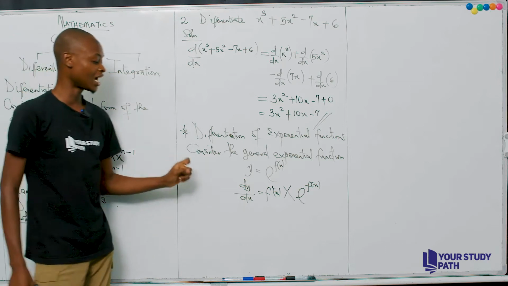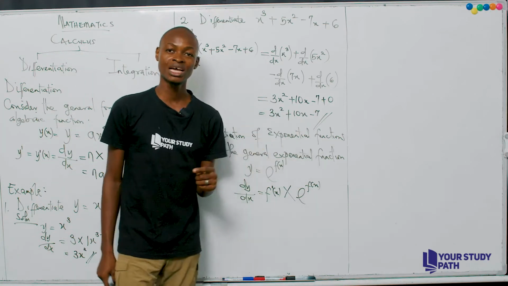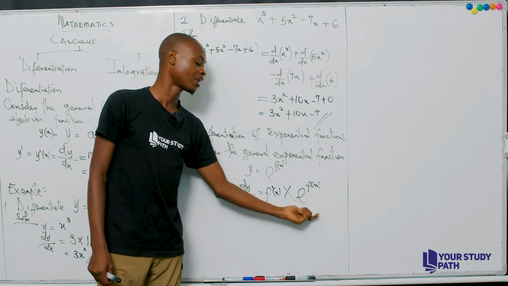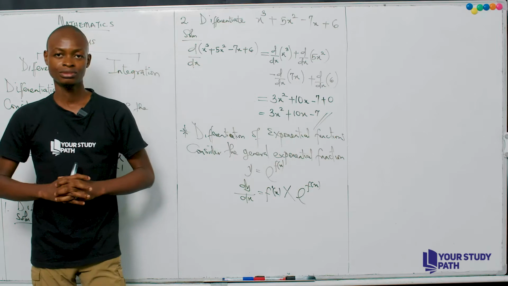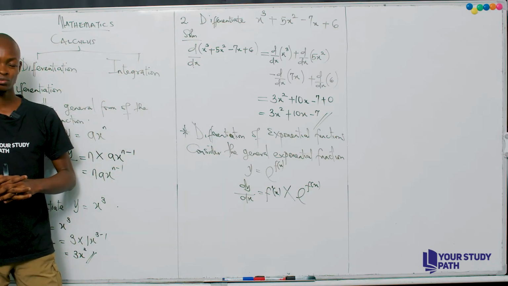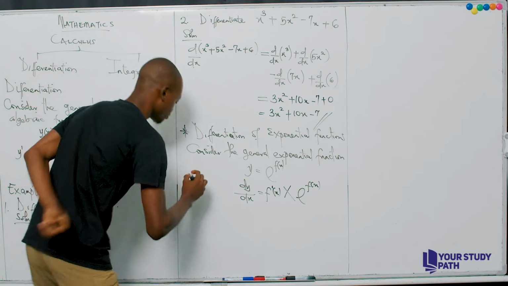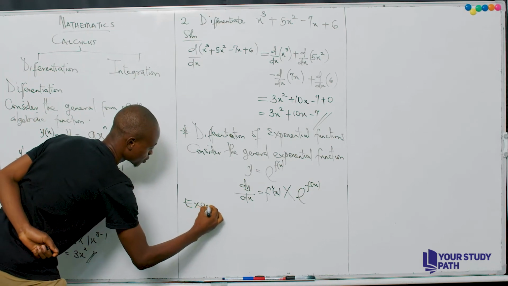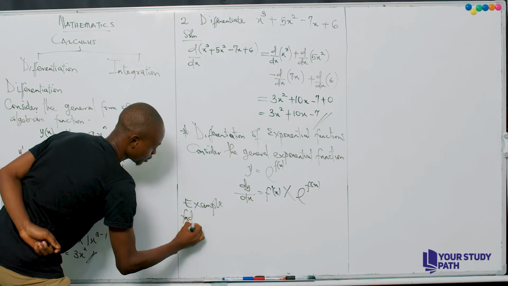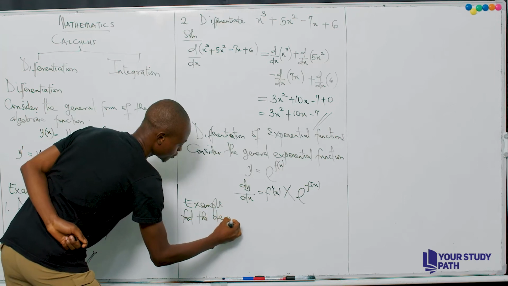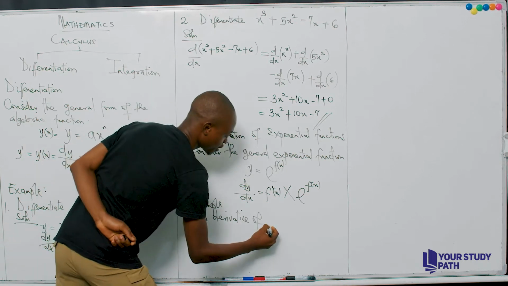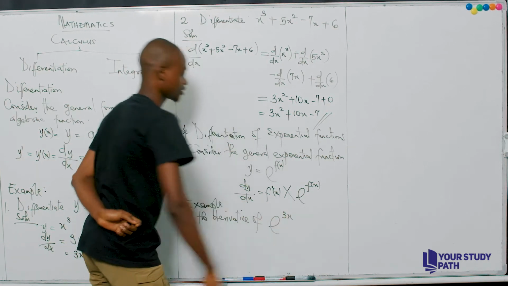So the differential of an exponential function is the product of the differential of the power times the exponential function itself. This is how the exponential function works. Let's take examples to see. Let us find the derivative of e raised to the power of 3x.